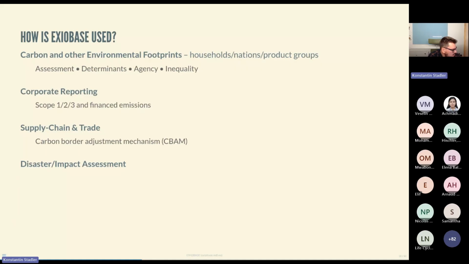There are many use cases for Exiobase. Traditionally, most of it was for carbon and environmental footprints of households, of nations, and also product groups. We now see a lot of uptake in reporting for greenhouse gas protocol accounting in scope 1, 2, and 3. Also, a lot of supply chain and trade analysis is currently done with Exiobase, and there are also some studies out on disaster and impact assessment.